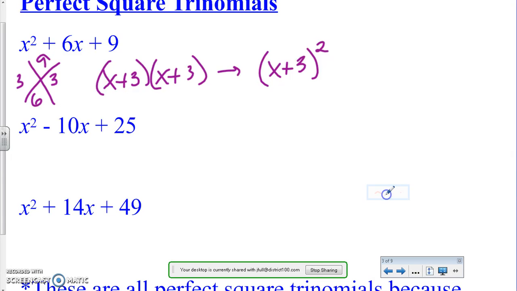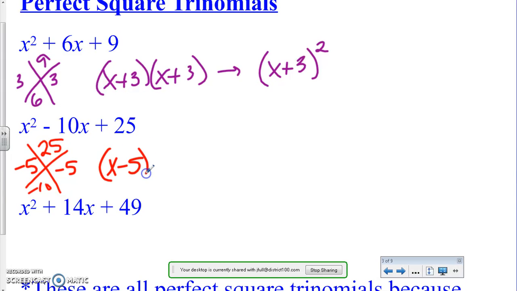The second one, in the top of my x I have a 25, in the bottom I have a negative 10. So the two numbers that multiply to give me 25 and add up to negative 10 are negative 5 and negative 5. Again, I can go right to my parentheses. I have x minus 5 times x minus 5. And since it's the same thing twice, I can rewrite it as x minus 5 squared.